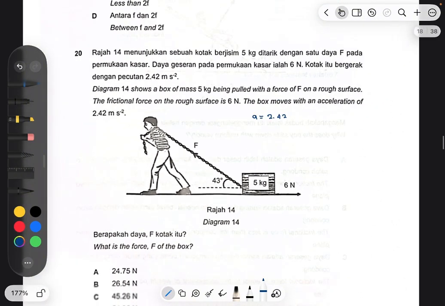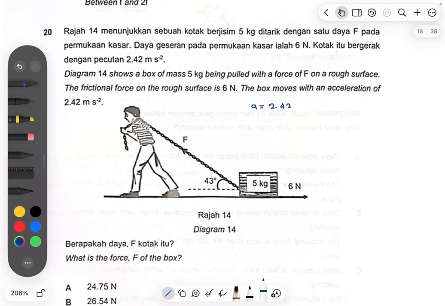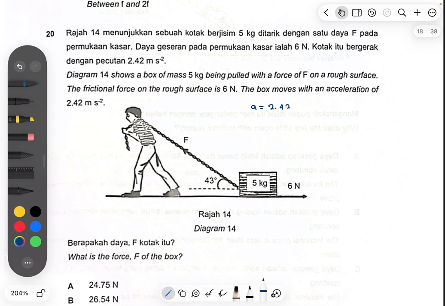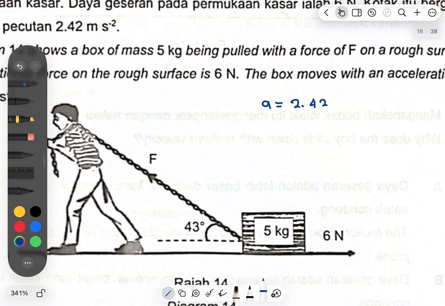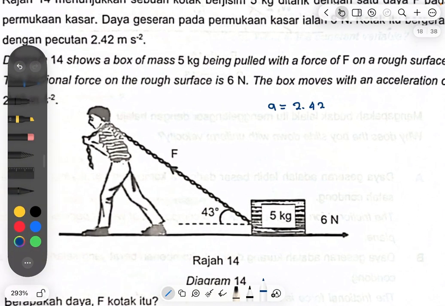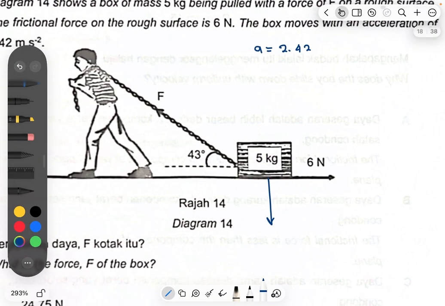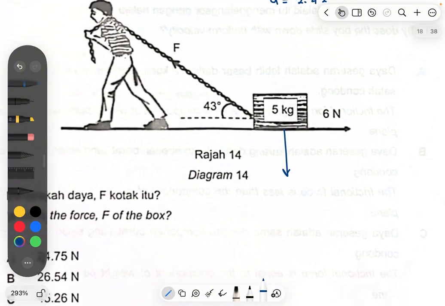The box moves. What is the force F on the box? Okay, I don't think I can recall completely how to do this, so let's do this from scratch and based on what I know now. Okay, so we want to find F, so we have 5 kg, so 5 times 9.81 is equal to 49.05 Newton, and we always resolve this force into 2 components, right?